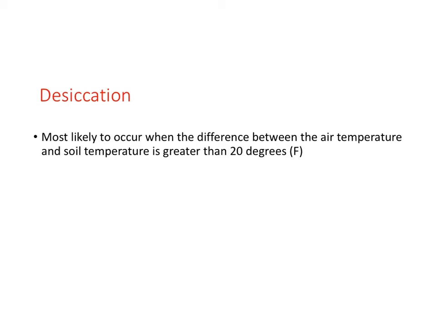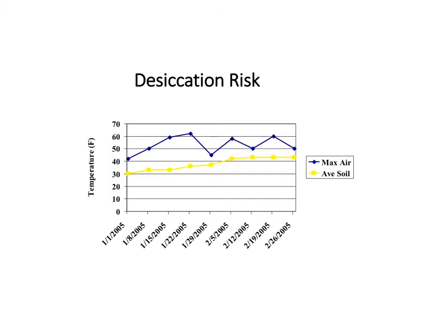Given an open turf, low humidity, and breezy or windy conditions, a good predictor for desiccation is temperature. When air temperatures exceed average soil temperatures by more than 20 degrees, conditions are favorable for desiccation. In this hypothetical example, the risk of desiccation is greatest during the period highlighted, where the temperature difference is greater than 20 degrees Fahrenheit.